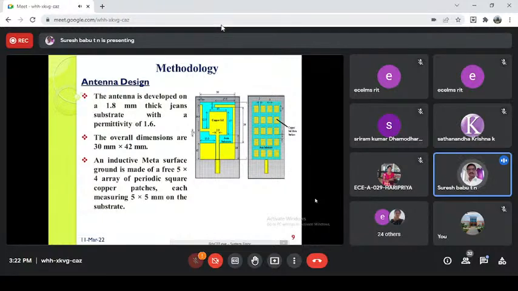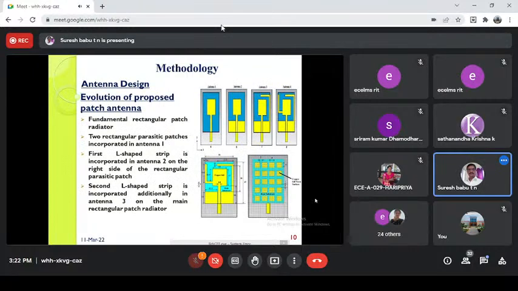The antenna is developed on a 1.8 millimeter thick jean substrate with a permittivity of 1.6. The overall dimensions are 30 mm by 42 mm. An inductive meta-surface ground is made up of a 5x4 array of periodic square copper patches, each measuring 5x5 millimeter on the substrate. So this is the evolution of my proposed patch antenna.